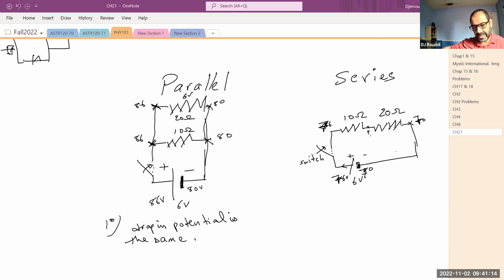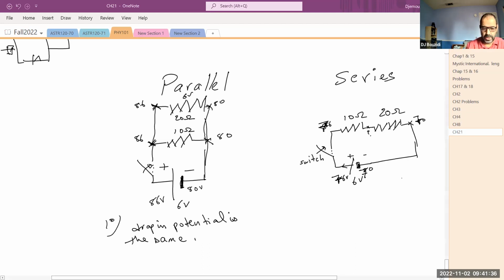So the fact that the power company is telling you that you have 120 volts in your plugs doesn't tell you what each end of the plug is. You don't care. Nobody cares. All that matters is the difference between the two. That's the key difference between it and F equals ma.